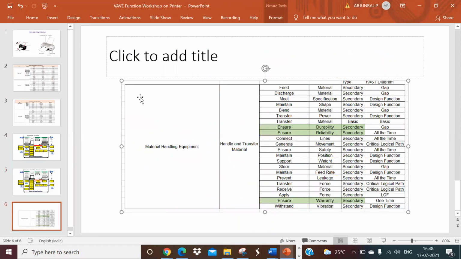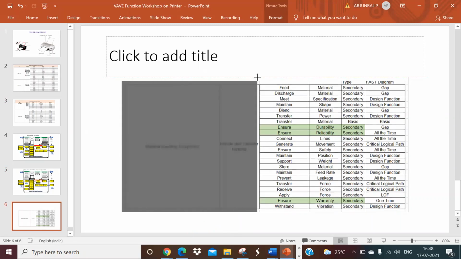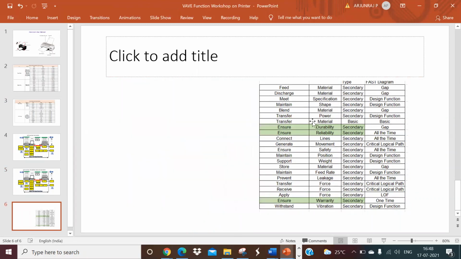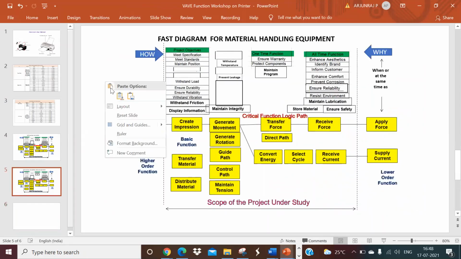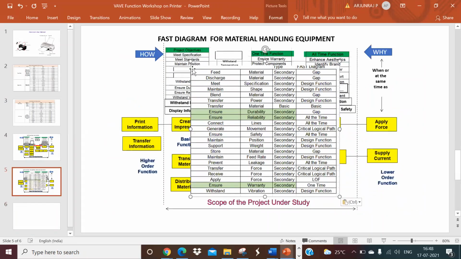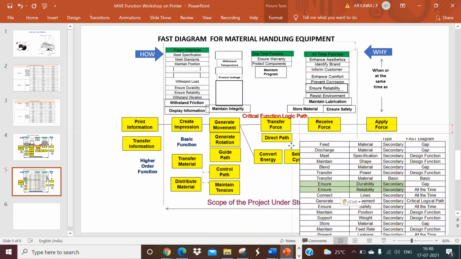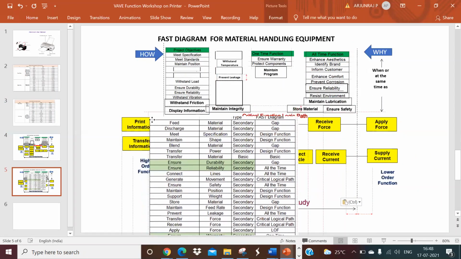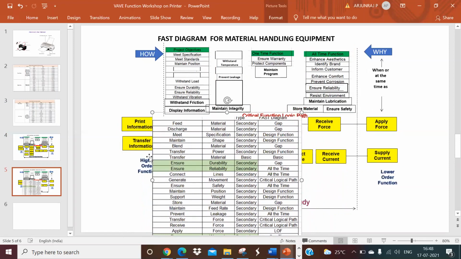See, now I'm going to take all these things. I'm going to grab this. Okay, I'm going to take only these functions. I'm going to put it here. See now, we will see what things get filled here.